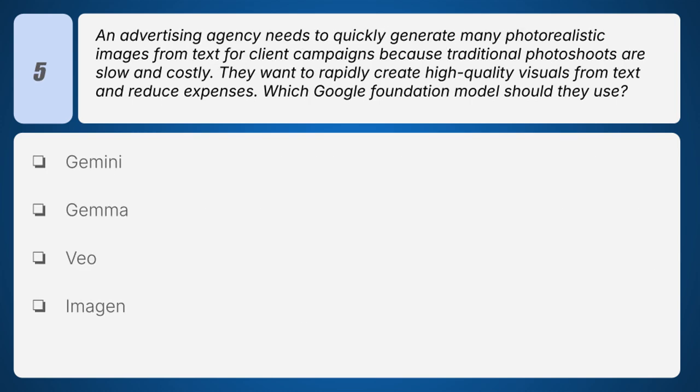An advertising agency needs to quickly generate many photorealistic images from text for client campaigns because traditional photo shoots are slow and costly. They want to rapidly create high-quality visuals from text and reduce expenses. Which Google foundation model should they use? A. Gemini. B. Gemma. C. Veo. D. Imagen.